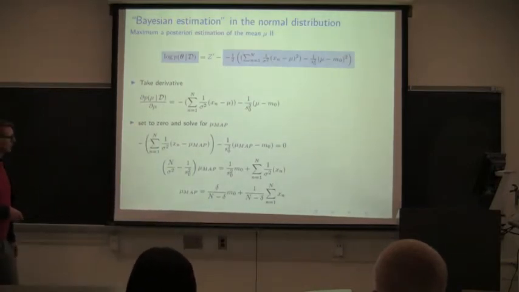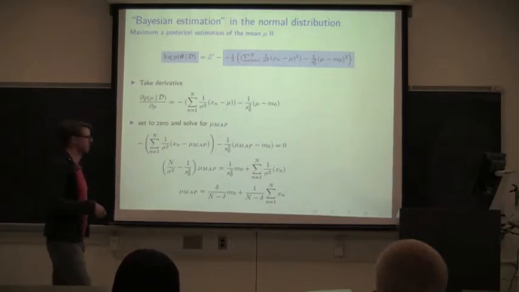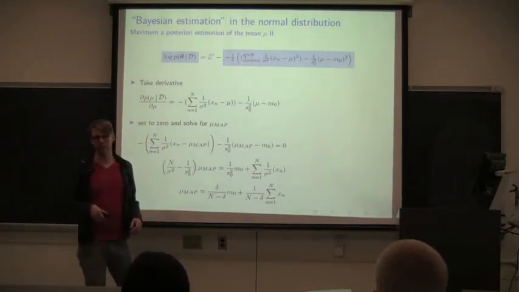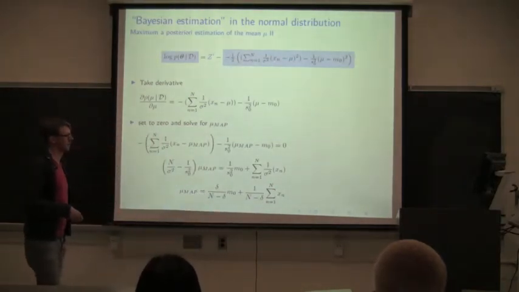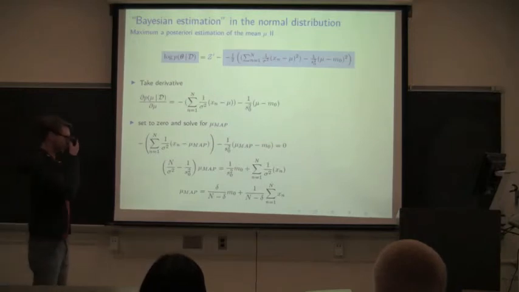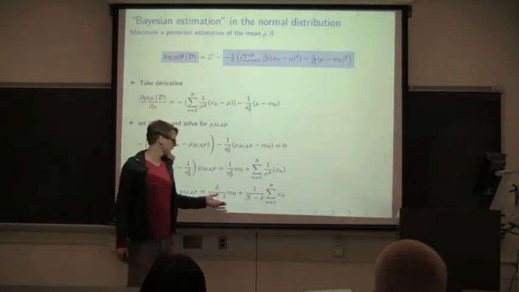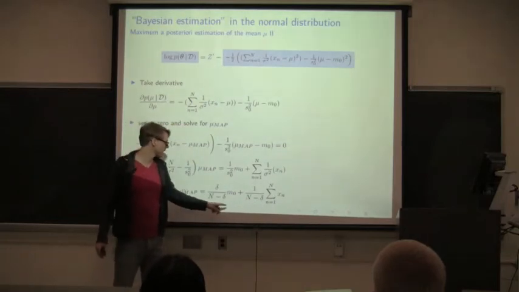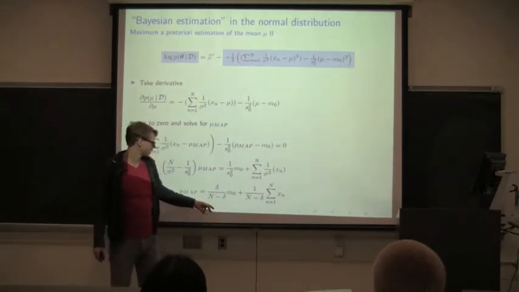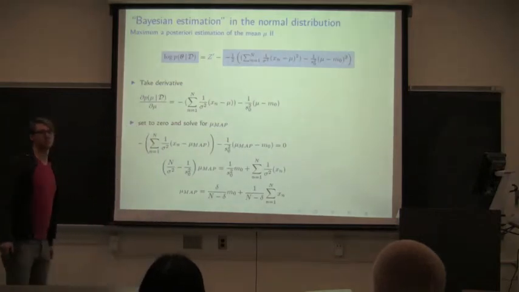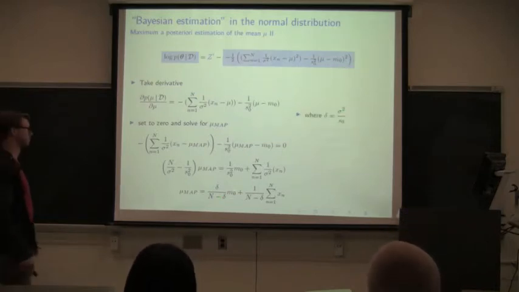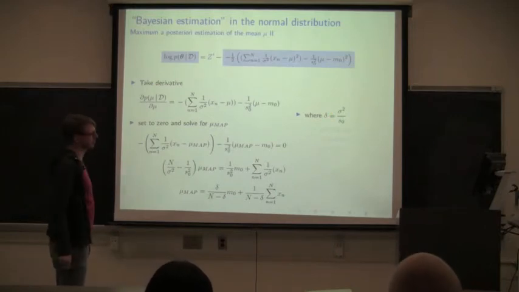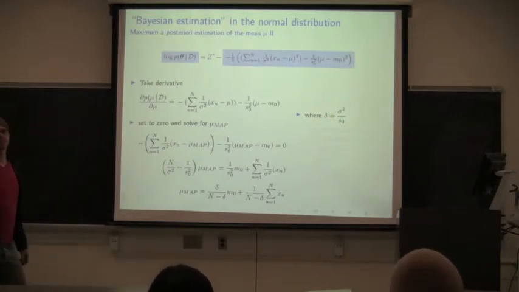And now what we see is that, remember the maximum likelihood estimate. The maximum likelihood estimate was the sample mean, 1 over n times the sum of x_n. Now we have, again, a mean, but it's now a weighted average. It's a weighted average between the sample mean and the prior mean of the parameter. And how is it weighted? By delta. Delta is just a ratio of the data variance and the prior variance of the mean.